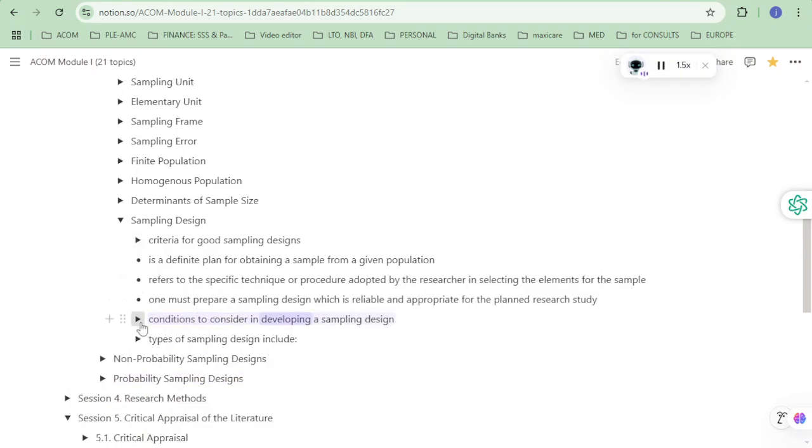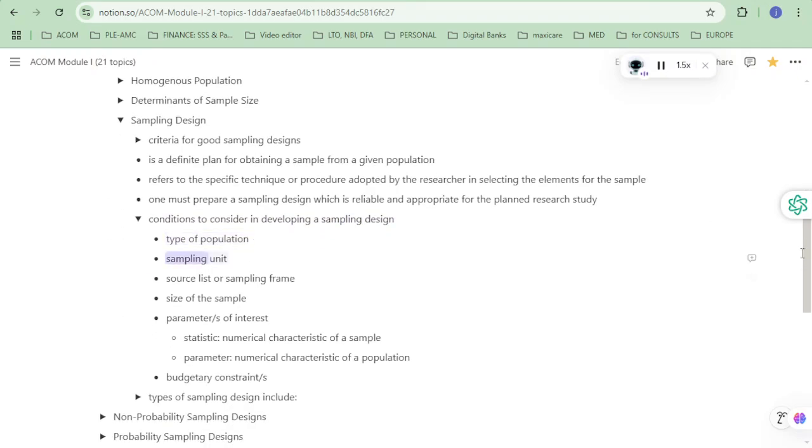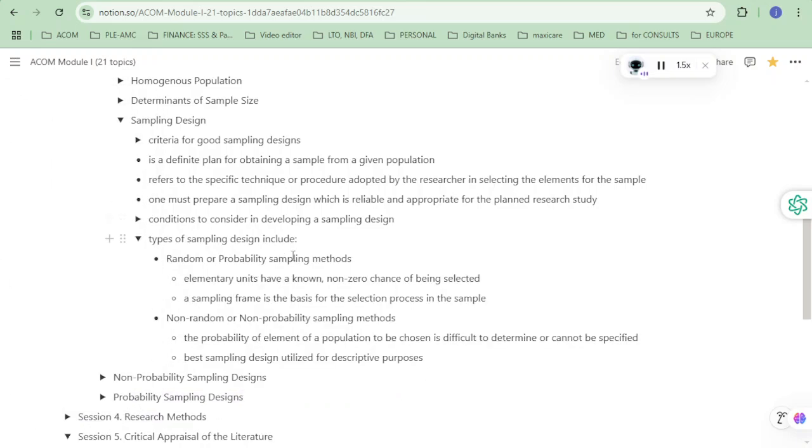Conditions to consider in developing a sampling design: type of population, sampling unit, source list or sampling frame, size of the sample, and parameters of interest. Statistic: numerical characteristic of a sample. Parameter: numerical characteristic of a population. Budgetary constraints. Types of sampling design include random or probability sampling methods.